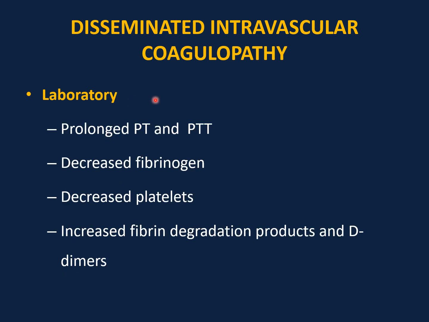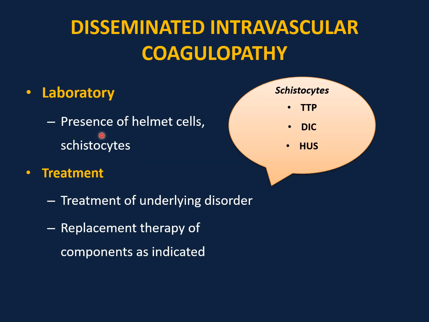Laboratory findings in cases of DIC: prolonged PT and PTT together, decreased fibrinogen, decreased platelets, increased fibrin degradation products, and D-dimers. Because of endothelial injury and thrombosis, you will see helmet cells and schistocytes. Remember, schistocytes can be present in TTP, DIC, and HUS. Treatment of this disorder, DIC: treatment of the underlying disorder. If there is sepsis, you need to treat the sepsis. Replacement therapy of the components as indicated.